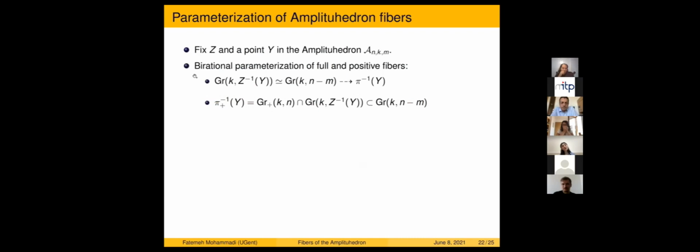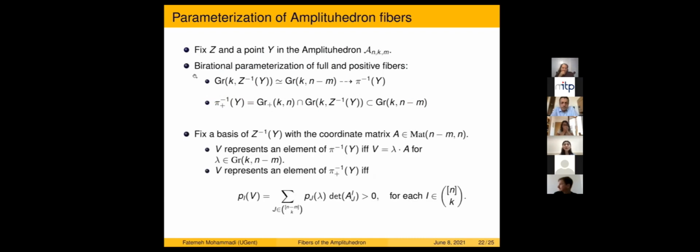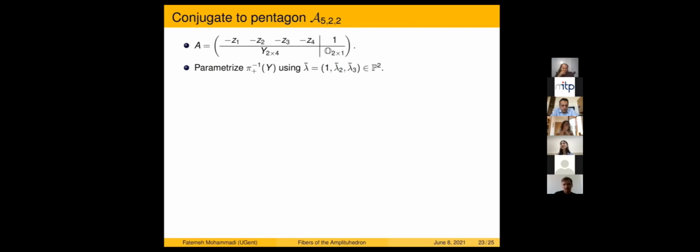Okay. And here I just wanted to show you that in general, for every amplituhedron, you can write down this nice parametrization of the elements of the fiber. So for every point in the amplituhedron, once you fix your Z, the defining matrix of the amplituhedron, you can look at the different fibers, like pi plus inverse and pi inverse, and work out when a matrix represents an element of the pi inverse and pi plus inverse. And once you have this, you can compute the volume forms of these objects.